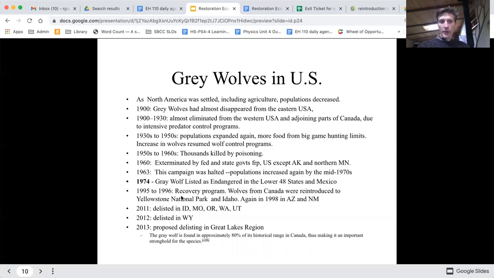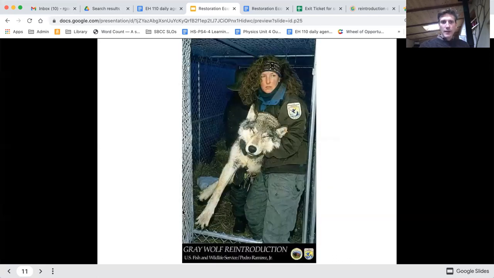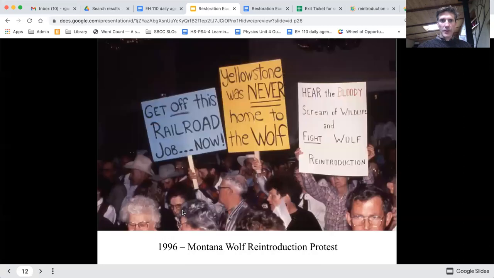And then the recovery program began in the 1990s. So you could say the success of this is that they have become delisted as an endangered species. They no longer are. But the whole process was not without controversy. And here we see a wolf that's in the process of being reintroduced. So a lot of these wolves were raised in captivity.